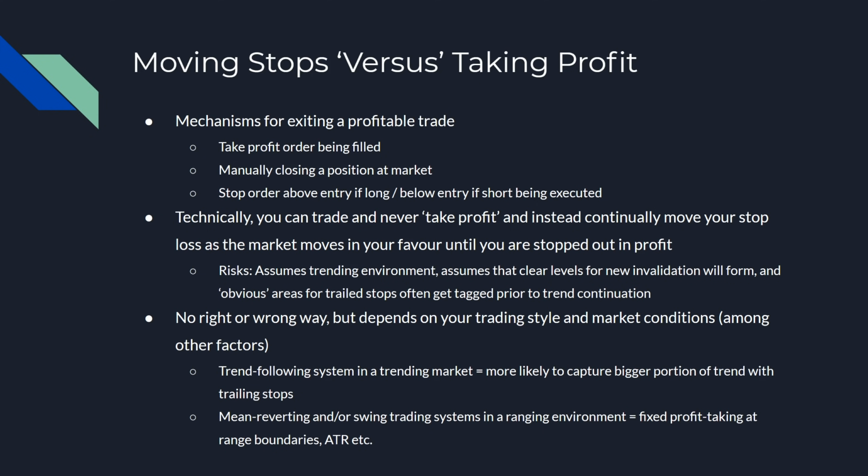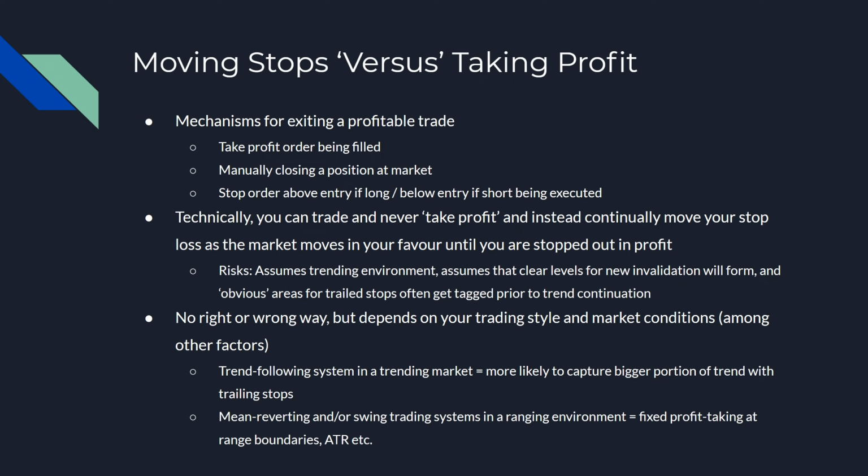Now, there's no right or wrong way, but it depends on your trading style and market conditions, among other factors, whether you move stops or explicitly take profit. That's why I've got the versus depicted as such, because it's not a strict dichotomy between those two things. They're not mutually exclusive. So with a trend following system in a trending market, you're more likely, I think, to capture a bigger portion of a trend with trailing stops. Because if you are indeed in a dominant trending environment, why would you try to catch the top or even give up a good entry if levels of resistance are being broken as price is making higher highs and higher lows?